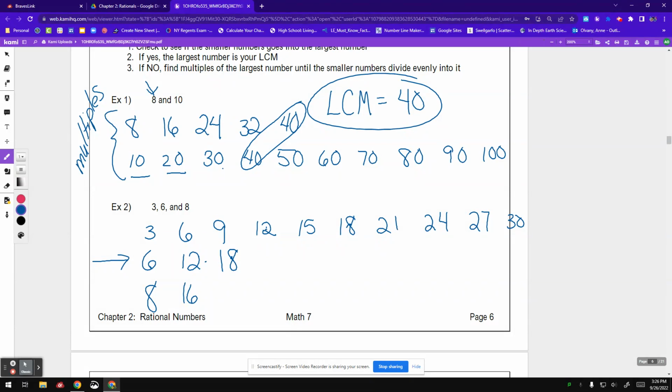3 and 6 have a lot in common. 8 times 3 is 24. Well, here's a 24 and here's a 24. Let's do the middle one again. 6 times 1, 6 times 2, 6 times 3, 6 times 4 is 24. So they each have a 24, and that's the first number I get to that they all have. So the least common multiple of 3, 6, and 8 is 24.